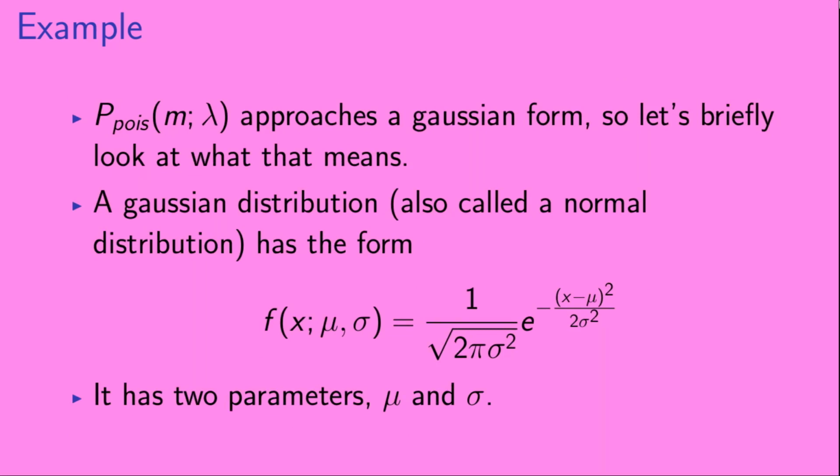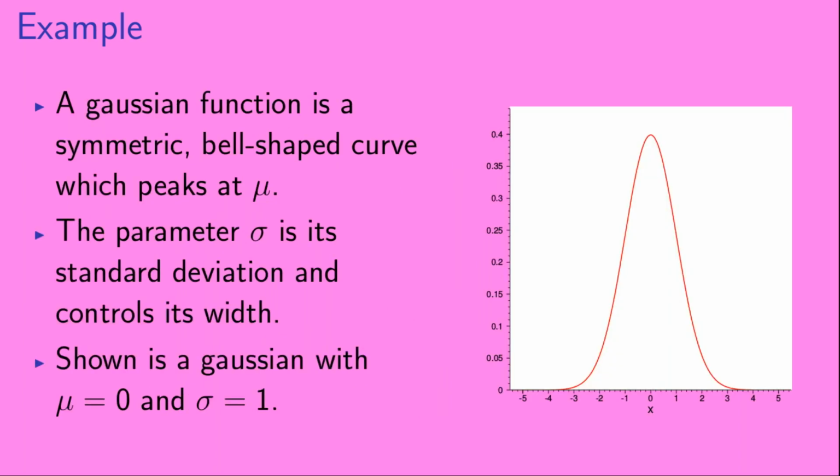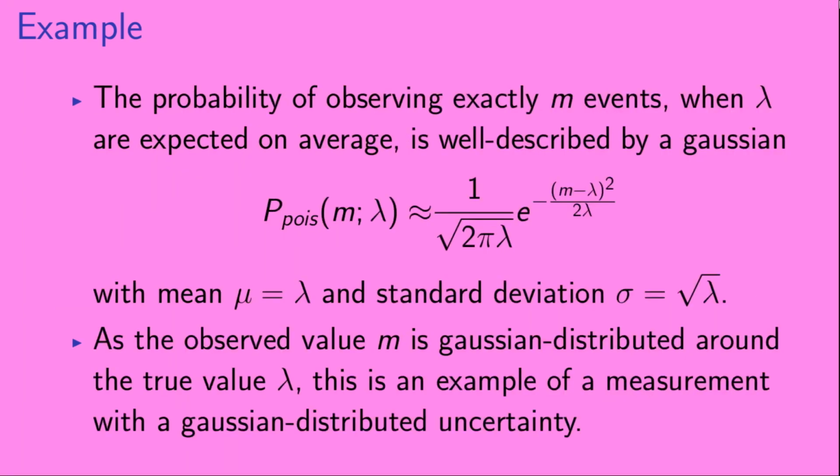So, as we said, the Poisson probability to observe m events when lambda are expected approaches a Gaussian form, so let's briefly look at what that means. A Gaussian distribution, also called a normal distribution, has the form shown here. It has two parameters, mu and sigma. A Gaussian function is a symmetric bell-shaped curve which peaks at mu. The parameter sigma is its standard deviation, and this controls its width. So shown here on the right is a Gaussian with mu equal to 0 and sigma equal to 1.